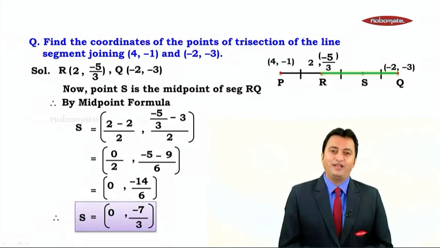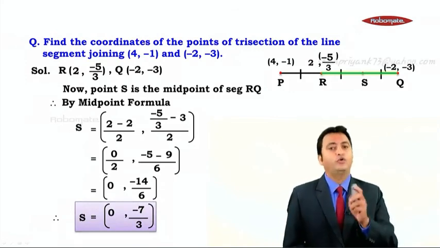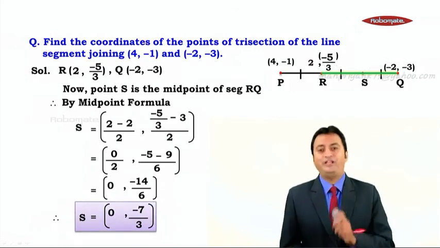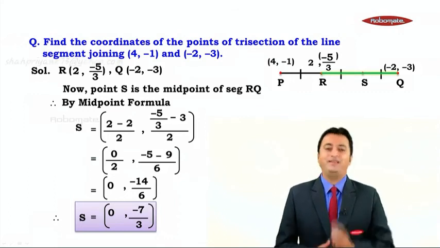So we calculated both the answers. Point R (2, -5/3). Point S (0, -7/3).